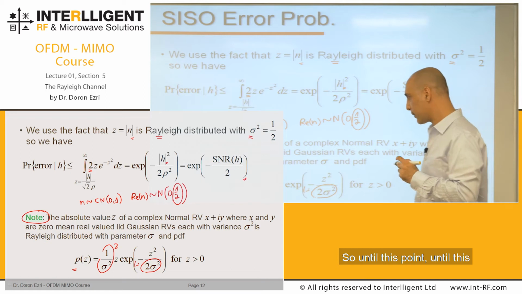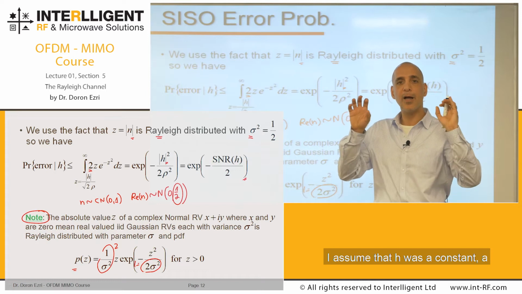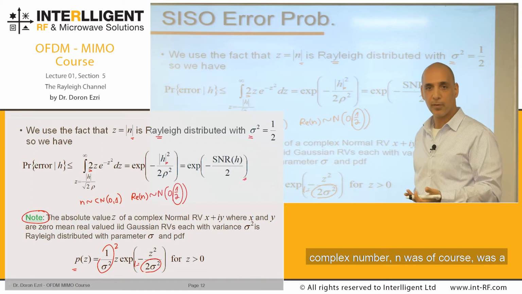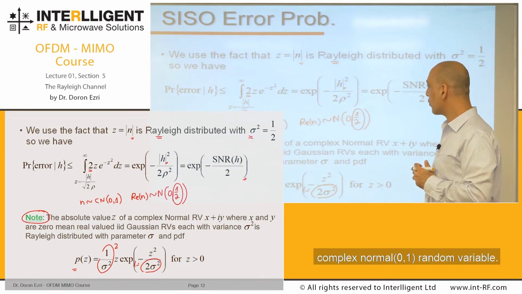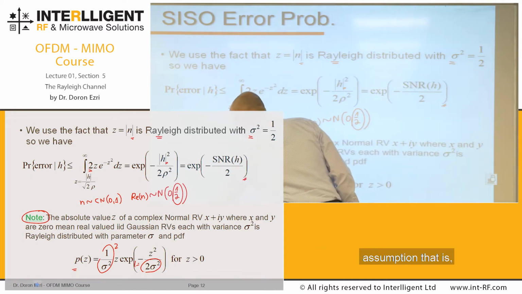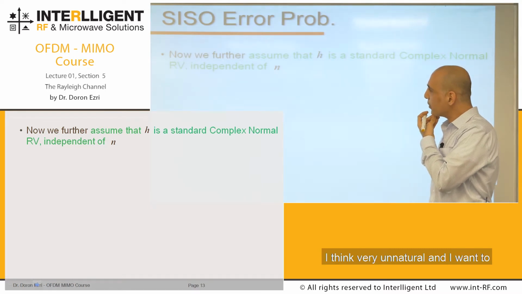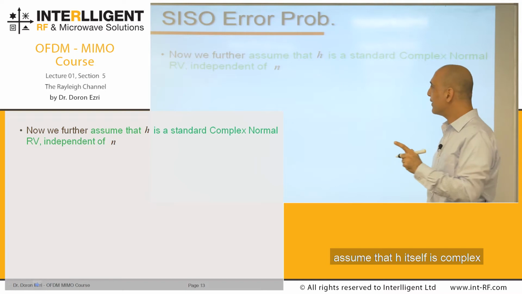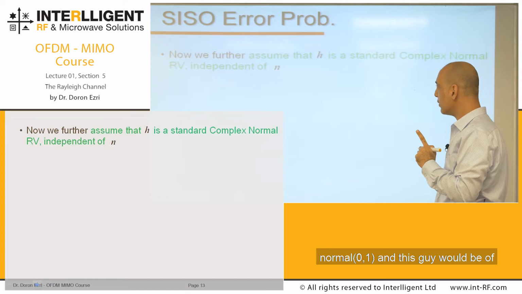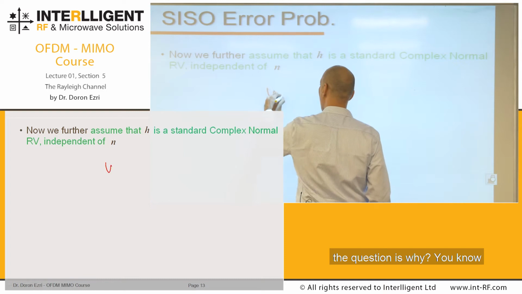So until this point, if I'm zooming out, I assume that h was a constant, a complex number, and was of course a complex number 0, 1 random variable. And now I want to make an additional assumption that is, I think, very unnatural, and I want to assume that h itself is complex normal 0, 1, and this would be, of course, independent of the noise. But the question is why?